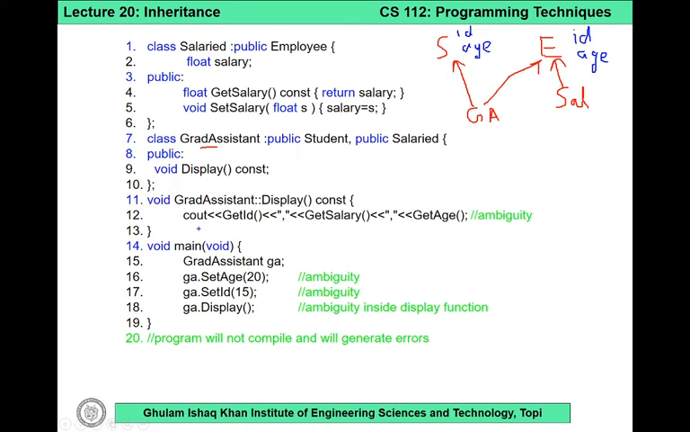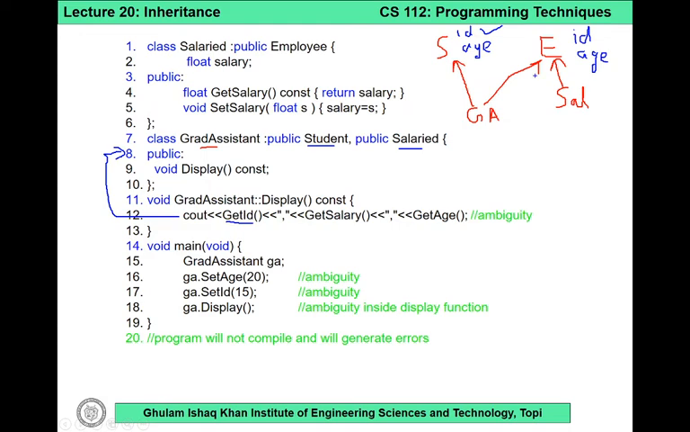Now in the graduate student class, here we have called the function get id, right? And if you see, first of all, the compiler will go to the class itself, it will try to search for the get id function here, it is not going to find it, right? Then it will go to the first base class, which is the student base class, and we have the get id function here, it will receive this get id function from here. Then it will go to the second base class, which is the salaried base class, right? In the salaried base class, there is no function named get id.